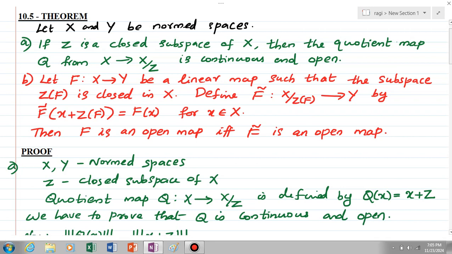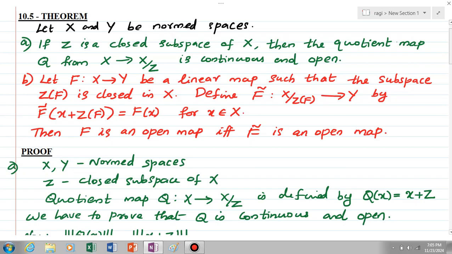Welcome all. Now we are going to discuss theorem 10.5. The statement is: let X and Y be normed spaces. Then the first statement is, if Z is a closed subspace of capital X, then the quotient map Q from capital X to capital X by Z is continuous and open.